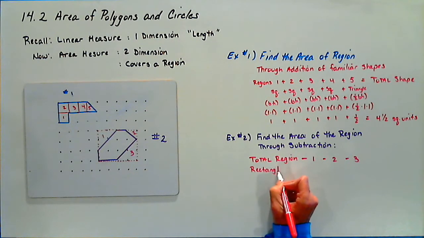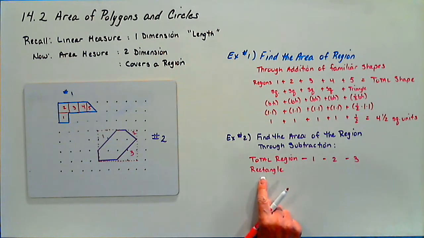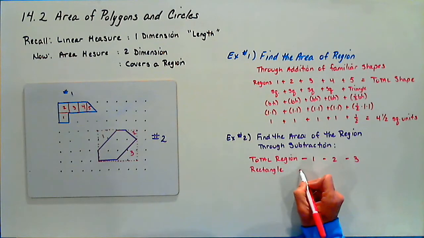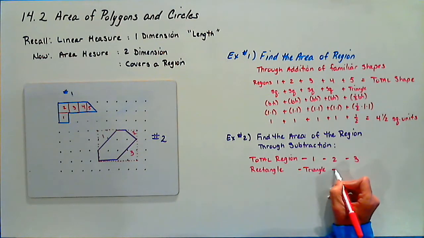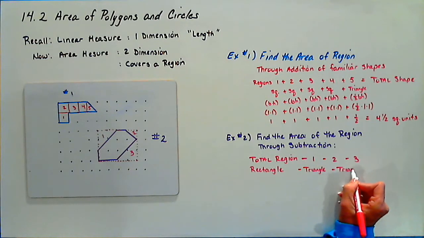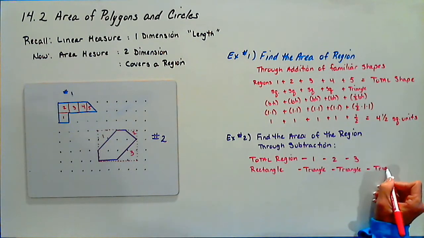And I really strongly recommend that when teaching this, have them first identify it using the actual words. Then I'm going to subtract out a triangle. I'm going to subtract out another triangle. And I'm going to subtract out a third triangle.